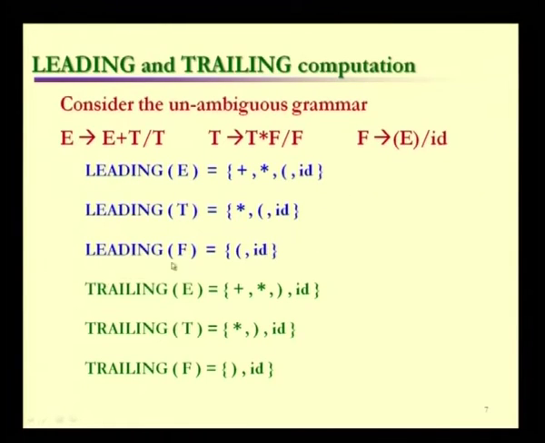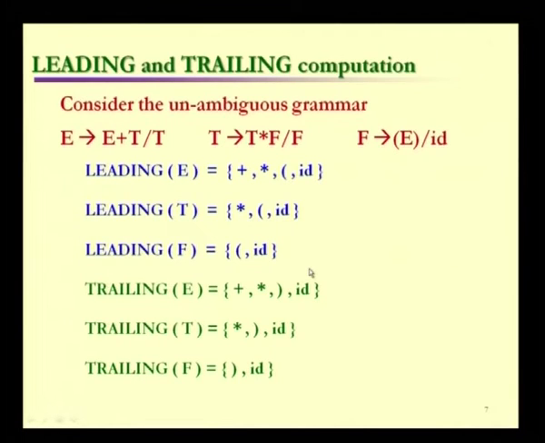And the next one is the leading set of F. It is going to be opening bracket and ID, which is straightforward. F derives opening bracket E closing bracket gives you opening bracket as the leading symbol, and F derives ID gives you ID as the leading symbol. So, that is about the leading set, and now we need to compute the trailing set.